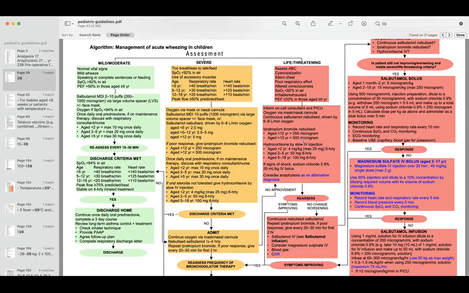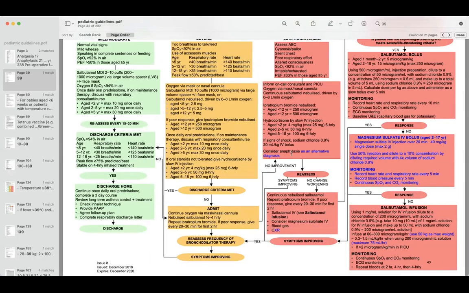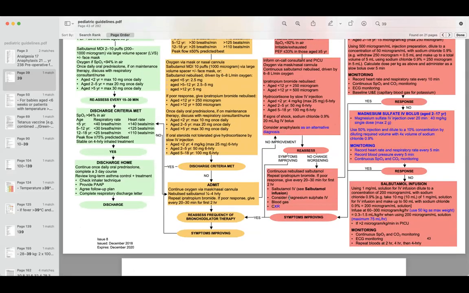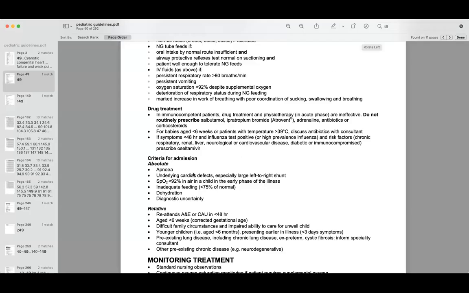Either prednisolone or hydrocortisone. They are not using DEXA in the UK? Here in our practice, we use dexamethasone only for laryngeal edema, not here. Here you will use hydrocortisone or prednisolone. Then apnea, and any underlying cardiac defects, especially a large left to right shunt. So cardiac defects we have to mention, shouldn't forget.